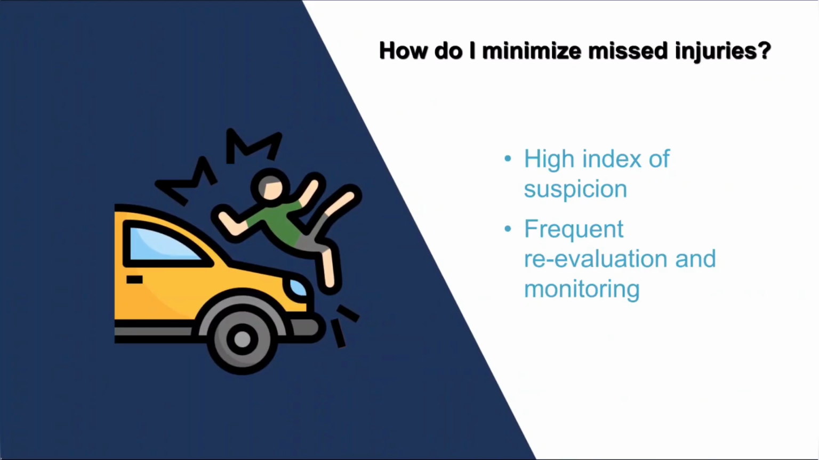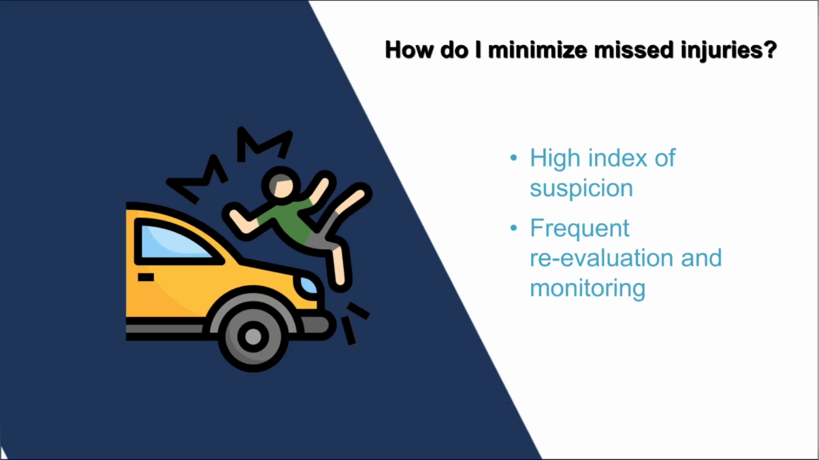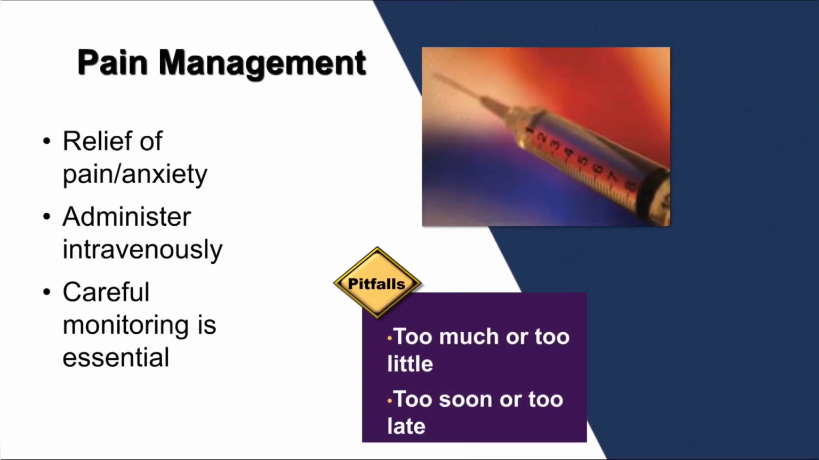How do I minimize a missed injury? By having a high index of suspicion. So if a patient has a very bad mechanism of injury, you examine them very thoroughly. Frequently re-evaluate and monitor the patient. The pain management is to relieve the pain and to relieve the anxiety of the patient. The pain management during major trauma should be IV. Better to give morphine or pethidine or tramal or paracetamol. Non-steroidal anti-inflammatory drugs are usually not recommended.